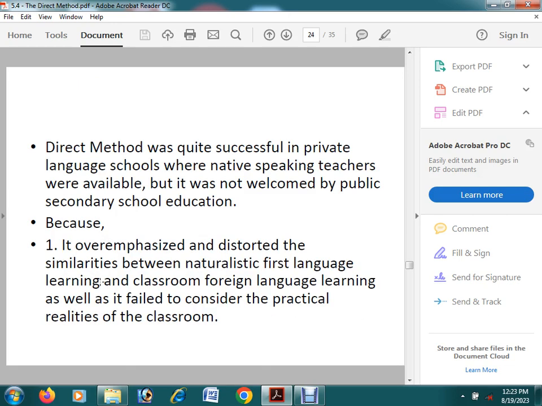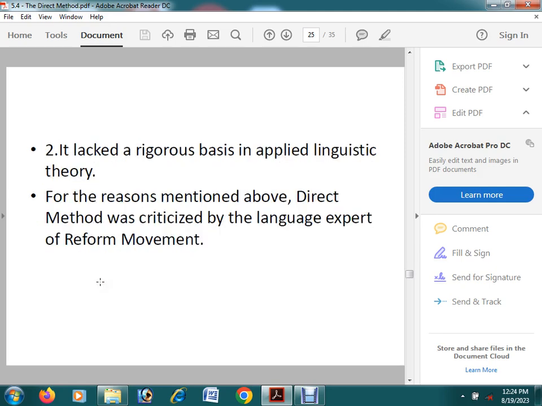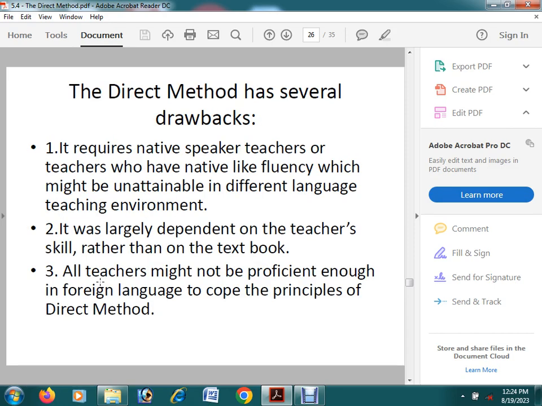So this method actually overemphasized and distorted the similarities between naturalistic first language learning and classroom foreign language learning, as well as consider the practical realities in the classroom. So it is in that perspective we see that direct method will be following in a natural way, and it lacked a rigorous basis in applied linguistics theory. Okay, so we see these are the components, but still it will have some drawbacks.